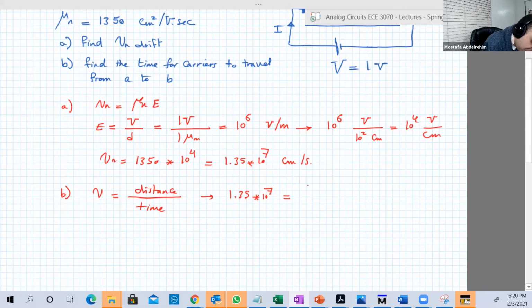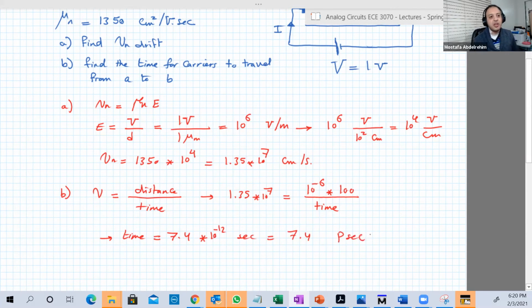We should change it: 1 micrometer is 10 to the power of minus 6 meter, and to change meter to centimeter, we multiply by 100, over the time that is unknown. So basically the time will be equal to 7.4 times 10 to the power of minus 12 second, or 7.4 picosecond. Pico is 10 to the power of minus 12.